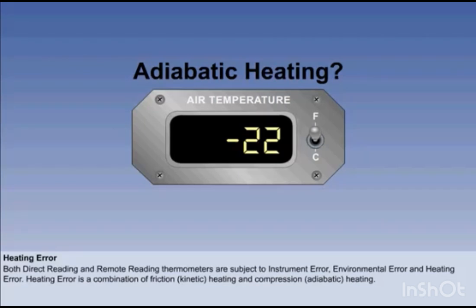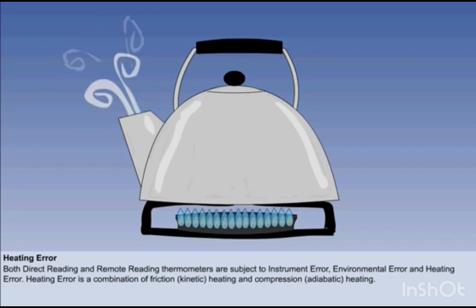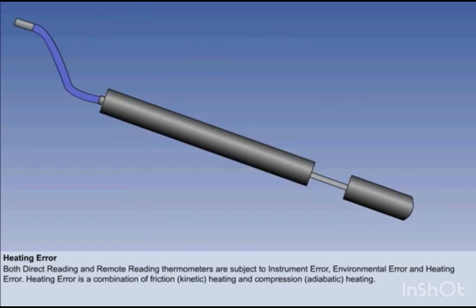Adiabatic heating is the main contributor to the temperature rise effect in the remote reading, or total head, thermometer. It is caused by a conversion of energy, not a direct application of heat. For example, boiling a kettle is a direct application of heat, whereas pumping a bicycle pump causes a rise in temperature without any input of heat because pressure energy is converted into temperature energy.